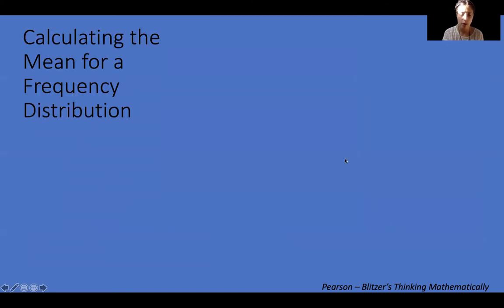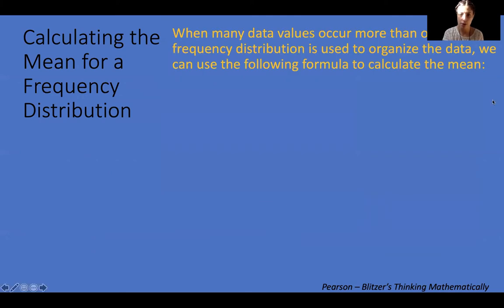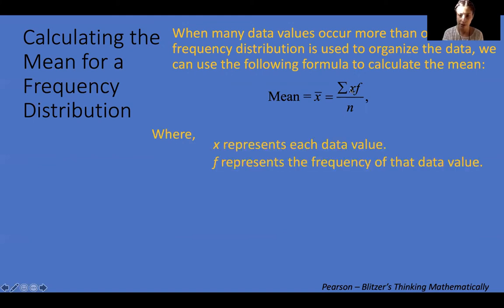Now, sometimes we'll have a lot of data where the data points repeat. So how do we calculate the mean for a frequency distribution? When many data values occur more than once and a frequency distribution is used to organize the data, we can use the following formula to calculate the mean. Here, we can sum up the x's times each individual frequency for that x and then divide by n. X represents each data value, f represents the frequency of that data value, or how many times that data value occurs.